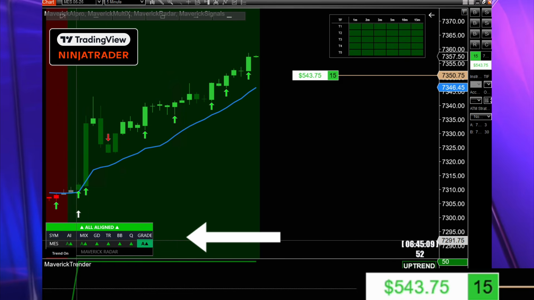So right now it's going through and saying, hey, your Maverick AI Pro that's coloring your candles to the data, not to price and direction. Bright green is your strongest upside data candle. It's saying, hey, you got an A+ setup there.